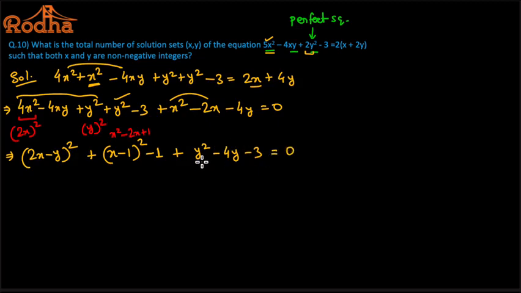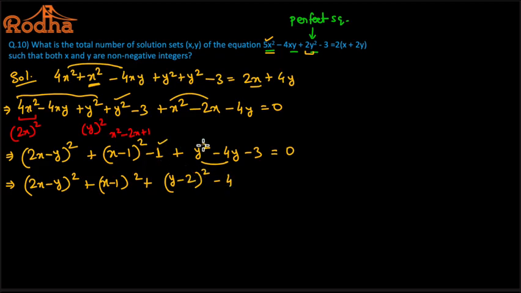Now this y square minus 4y can be written as (2x minus y) whole square plus (x minus 1) whole square plus (y minus 2) whole square. For (y minus 2) whole square, inside we have done plus 4, so outside we need to do minus 4. So outside what do we have? Minus 4, minus 1 and minus 3. This is equal to 0, so I can write this whole equal to 8.